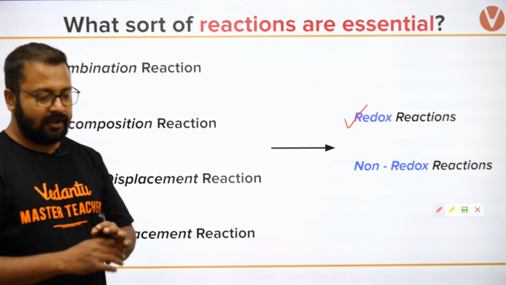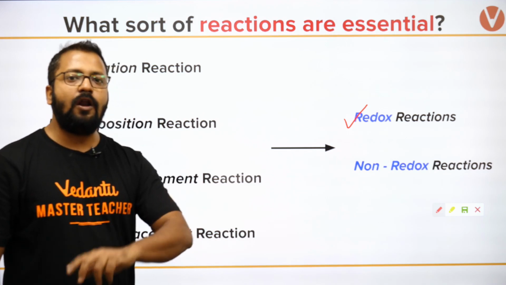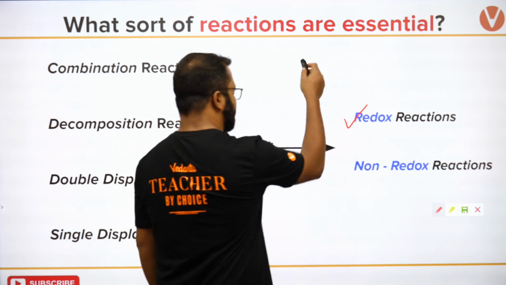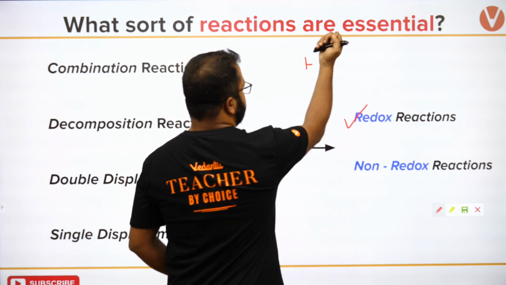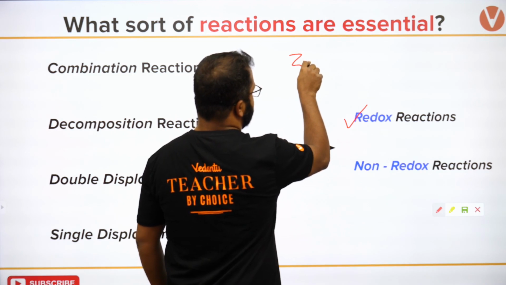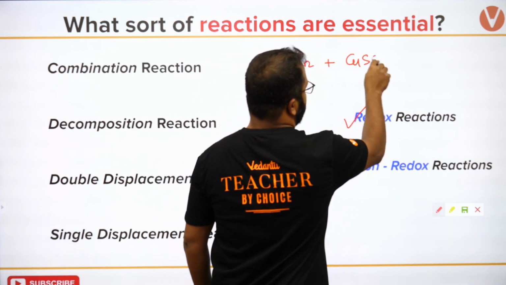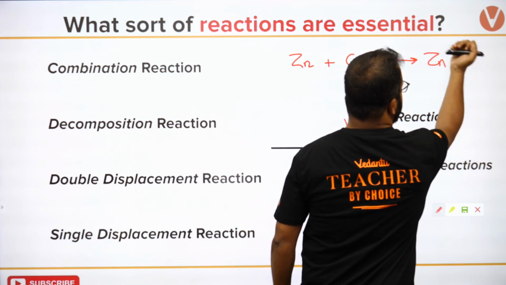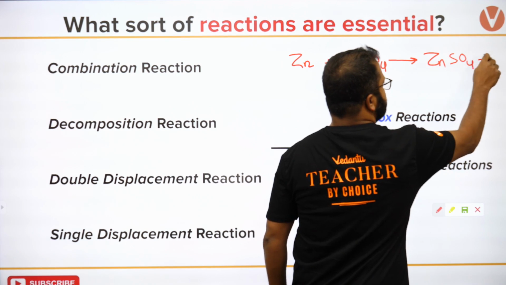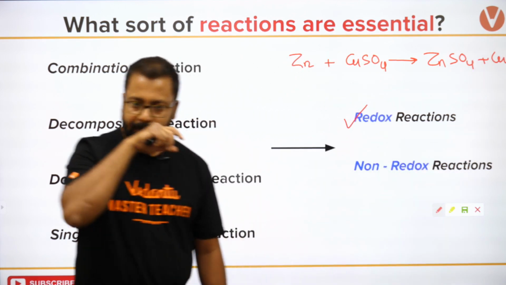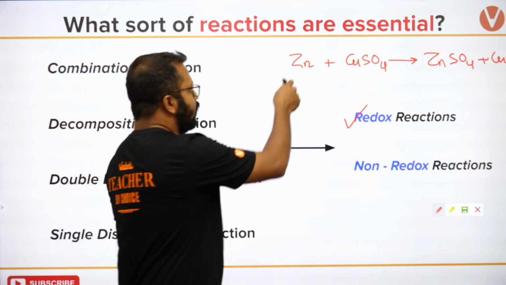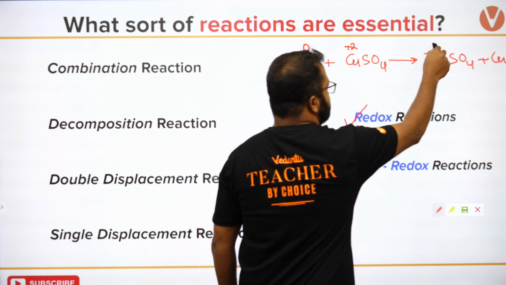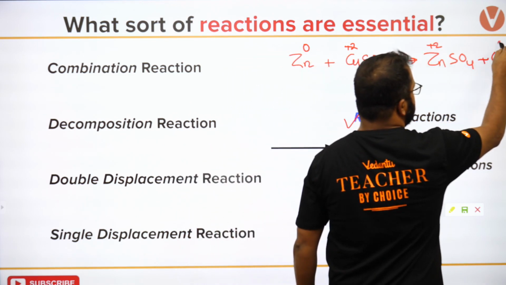So आगे चल के कोई भी रिएक्शन अगर आपको नॉन रेडॉक्स दिखे, वहां पे इलेक्ट्रिसिटी नहीं मिलेगी. और रेडॉक्स रिएक्शन हम एक सिंपल एग्जांपल ले रहे हैं. Let's take a simple example. Zinc plus copper sulfate changes to zinc sulfate plus copper. What is the oxidation state of zinc? 0. Copper is plus 2, zinc is plus 2, and copper is 0.